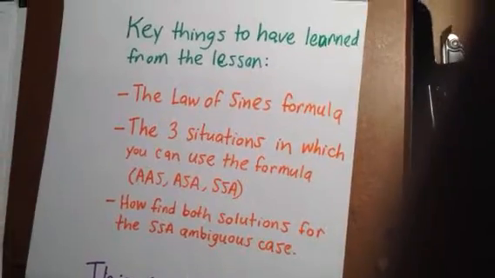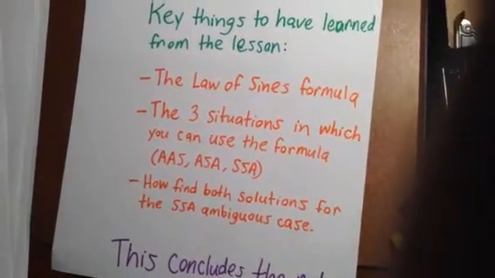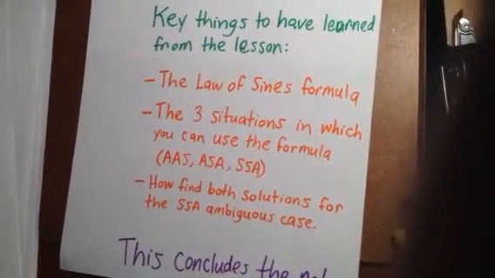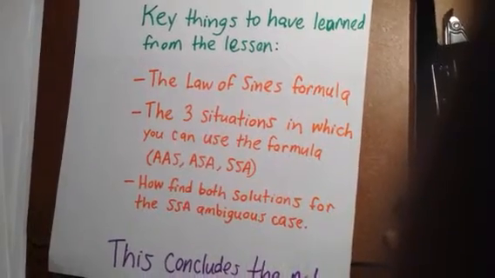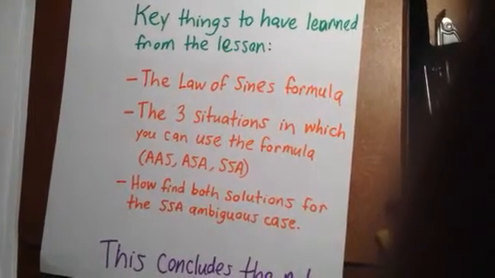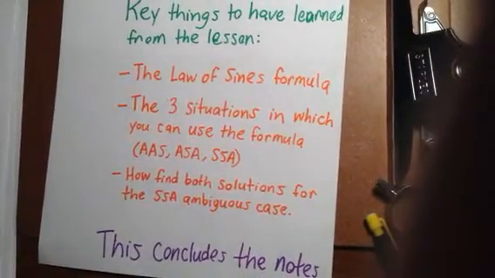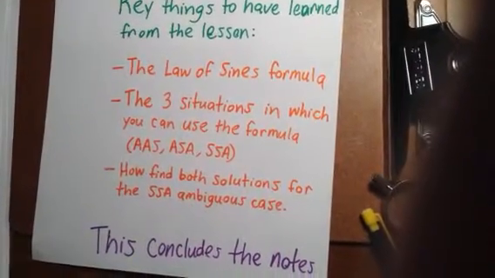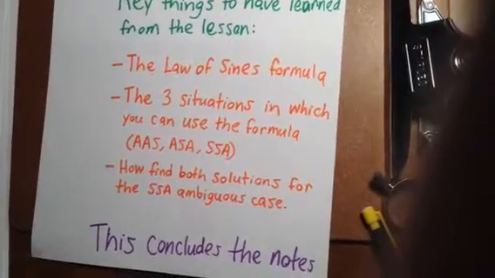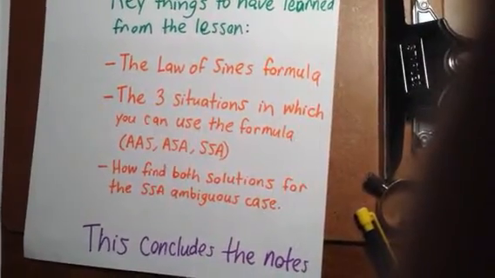And now that really wraps everything up. The key things that you should have learned from this lesson are the law of sines formula, the three situations in which you can use the formula, which are AAS, ASA, or SSA, and how you can find both solutions for the SSA ambiguous case. This concludes the notes, and thank you for watching.